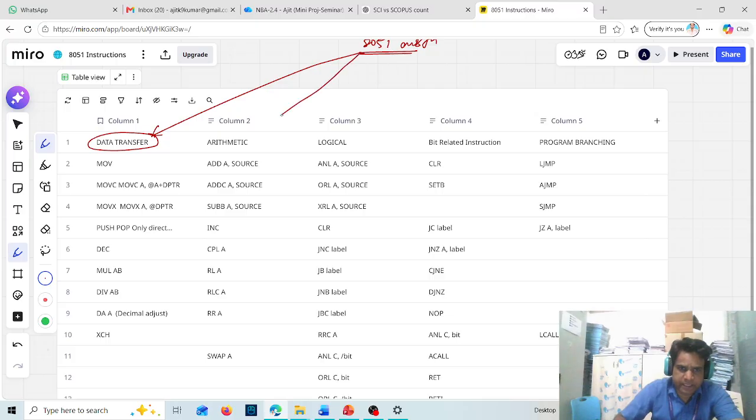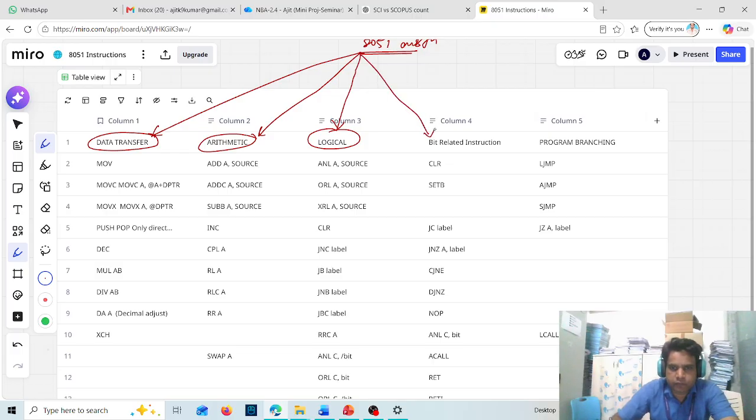Then the second category of instruction is arithmetic instruction. Arithmetic instructions are those instructions which are used to perform arithmetical operations, for example addition, subtraction, multiplication, division. Then we have another category of instruction which is called logical instruction. When we perform AND, OR, XOR operations, then we use these logical instructions.